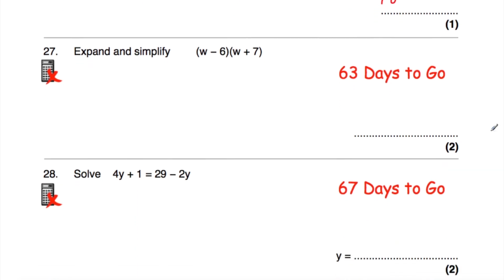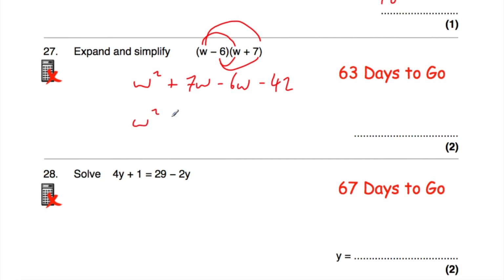Okay, question number 27, let's expand the 2 brackets. So we just need to do w times w is w squared. W times 7 would be plus 7w. Minus 6 times w would be minus 6w. And minus 6 times 7 would be minus 42. And now if we have a look here, we've got w squared. We've got 7w take away 6w, that's going to be 1w or plus w. And then we've got our minus 42. So the answer would be w squared plus w minus 42.